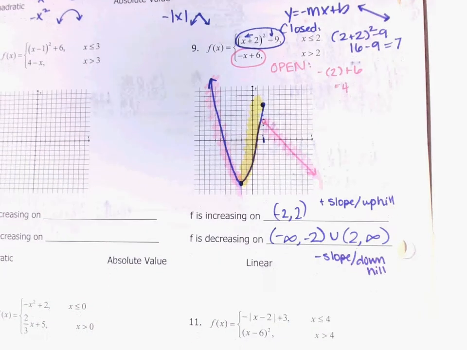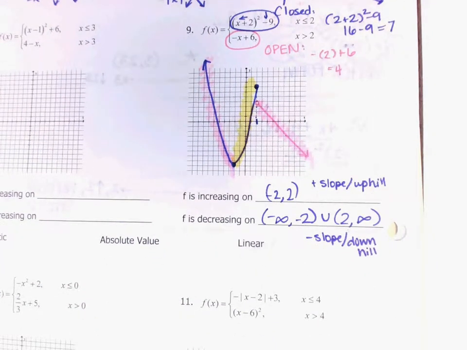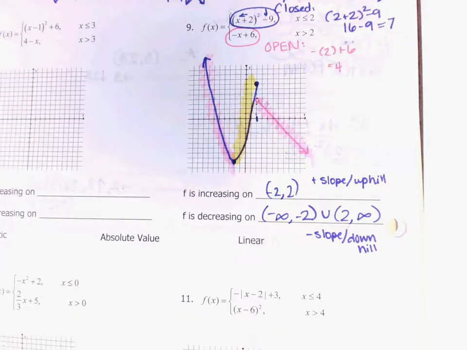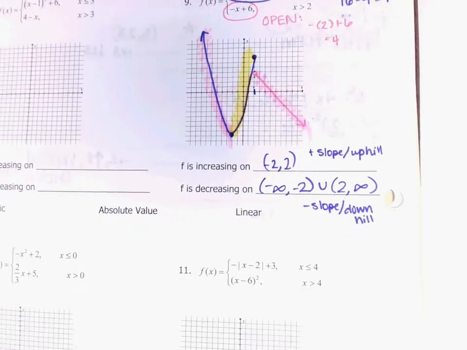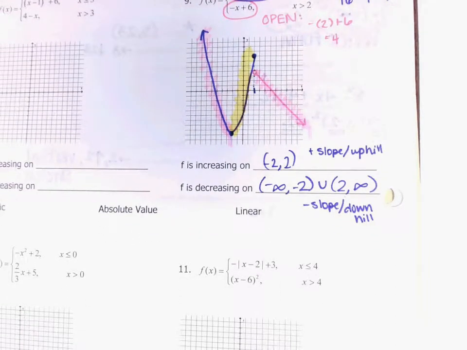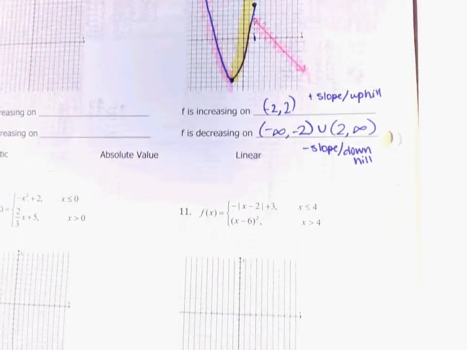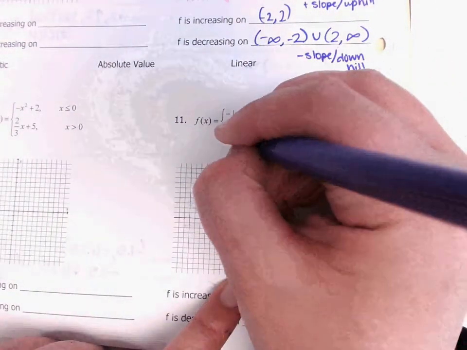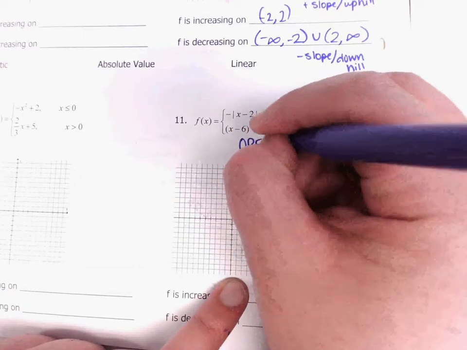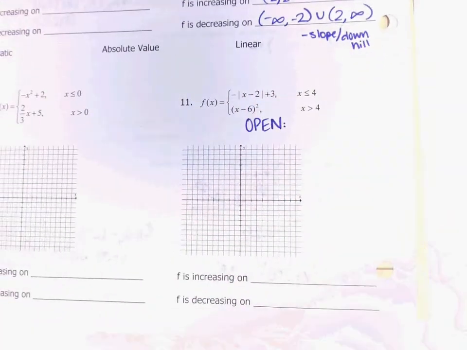Okay? All right, take a look at number 11. We'll do this one together. Okay, number 11. Which one is open? Which one is closed? Okay, the bottom one is open, the top one is closed.